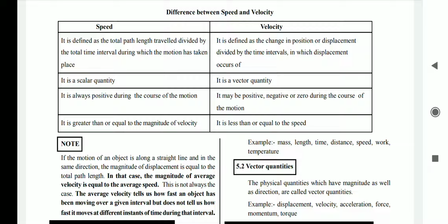Speed is a scalar quantity, velocity is a vector quantity. Speed is always positive during the motion and velocity may be positive, negative or zero during motion. Speed is greater than or equal to the magnitude of velocity, and the magnitude of velocity is always less than or equal to speed.